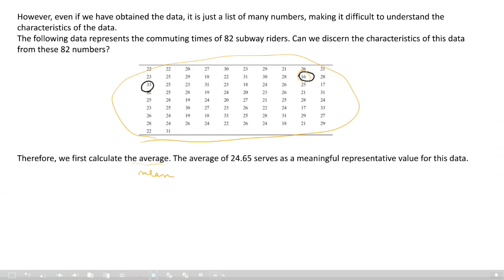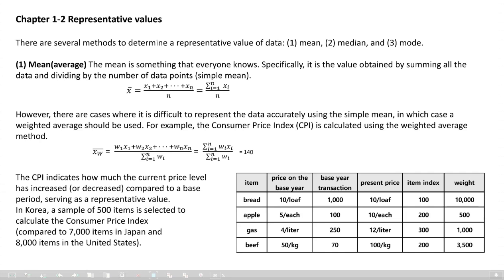Okay, so now, representative values. There are two representative values. One is the mean or average, and the second is the median. Okay, first, let's see the mean or average. Mean is something that everyone knows, because we know what the mean is from childhood.